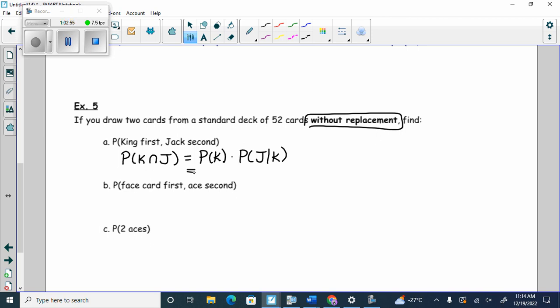So how many kings are there? 4 out of 52. How many jacks are there? 4 out of 51, because I'm holding a king. I'm holding a king.